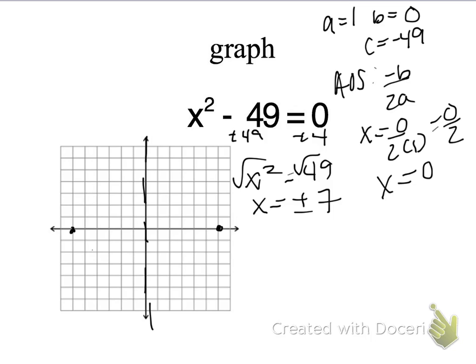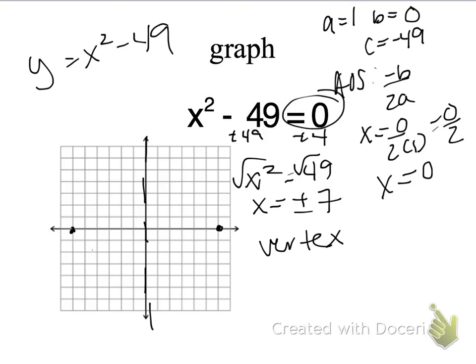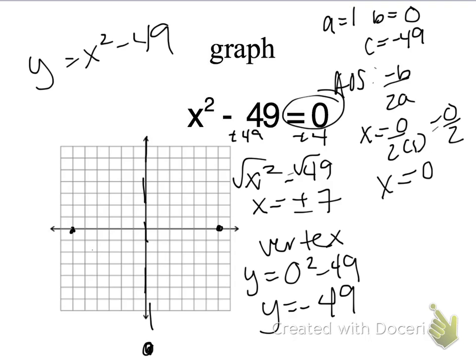Okay, after AOS, I want to find my vertex. I find my vertex by plugging my AOS into my original equation. So I need my original equation. Since this is a 0, I can change that to a y. So it's going to be y equals x squared minus 49. Okay, so to plug the 0 in, we'll get y equals 0 squared minus 49. So y equals negative 49. So my vertex is, I'm going to say, around negative 49.